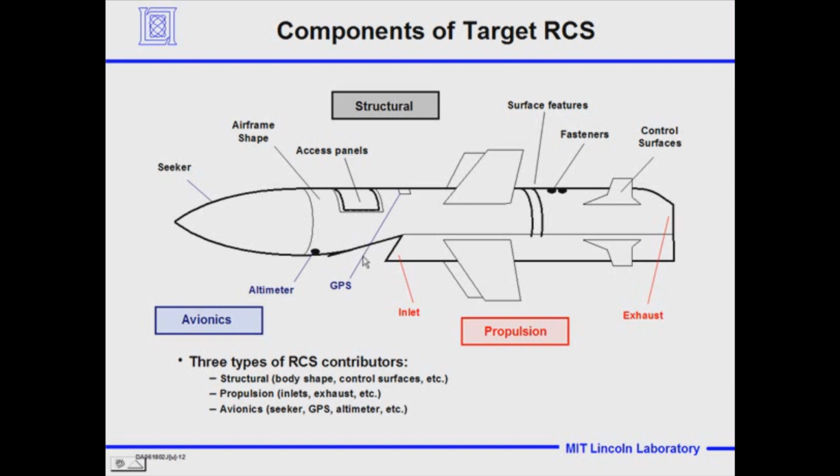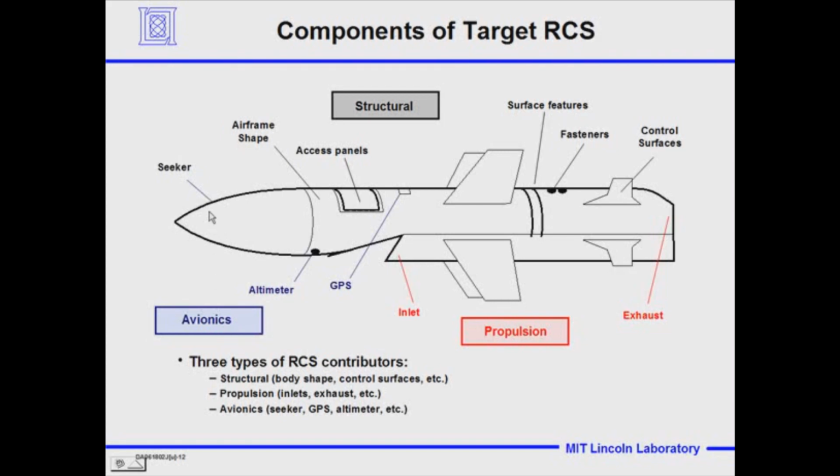Then there's the stuff that gets you from here to there, the propulsion. You've either got propellers and engines, or you've got an inlet where you're going to let air in for a jet or a ramjet. Okay. And if something is looking at the back, you've got a tail end where you'll have an exhaust port. Okay.